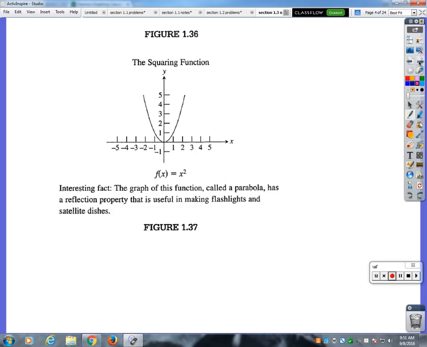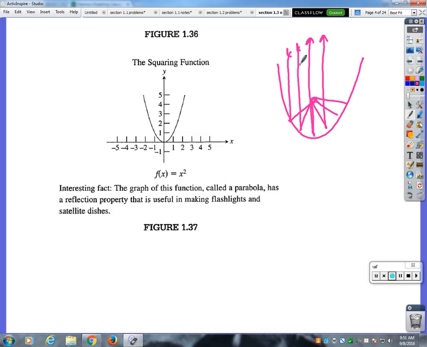A little bit more interesting, the graph of this function called the parabola has a reflection property that's useful in making flashlights and satellite dishes. If you picture this in 3 dimensions, and rotate the parabola, there's a place inside it, and we're going to talk about this later in this class, called the focus. What's cool about the focus is if you put a light source there, all of the light shining at the parabola will be reflected parallel to each other out of the flashlight.